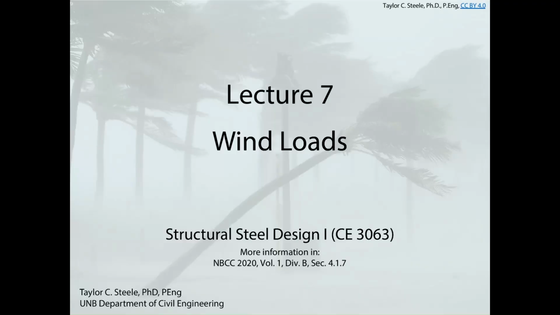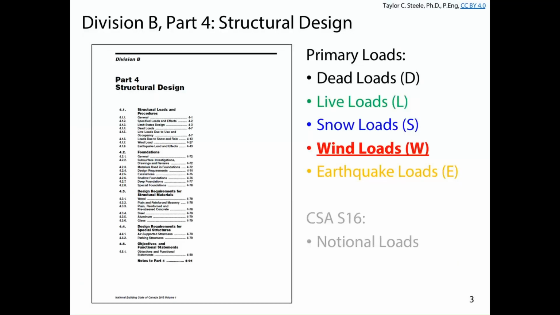Again, this is the next section of Division B, Part 4. So this is section 4.1.7. You'll find it right after snow loads. Again, presenting the highlights, but you're really going to need to go and actually read 4.1.7. There's a whole lot of stuff in there.